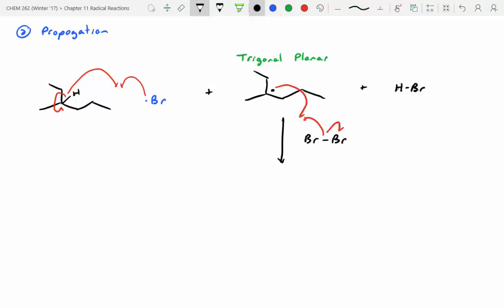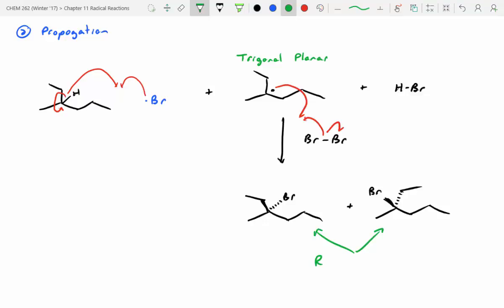So let's draw both potential products out. So for the first one, we'll draw it coming in from the underneath side. For the other one, we'll draw it coming in from the top side. What's the relationship between these? Yeah, we formed a mixture of enantiomers. So we'll just say racemic mix of enantiomers.